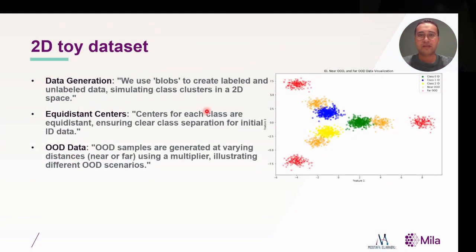Now let's talk about our toy dataset. So we have generated 2D blobs. We have class 0, class 1, and class 2, these three classes as in-distribution data. The orange part is the near OOD, and the red part is the far OOD.